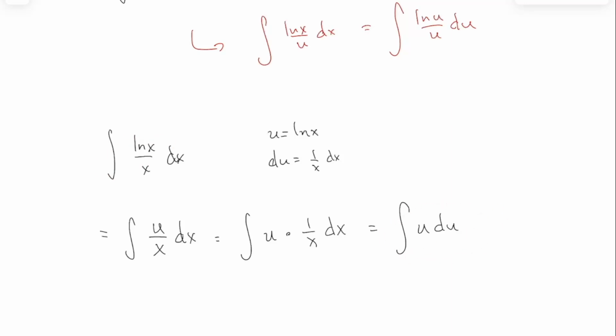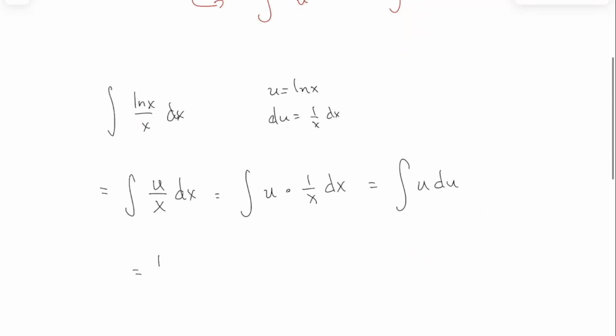I can do the integral of u, which is 1/2 u squared plus c. And then finally put the original variable back in. 1/2 (ln x) squared plus c. There you go. This is how we do it.